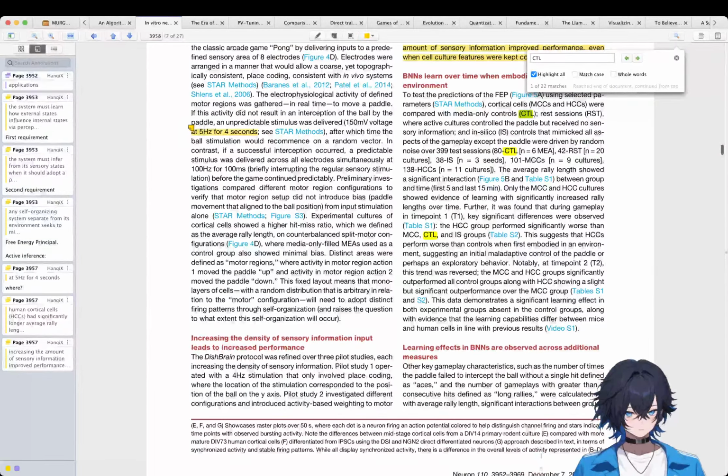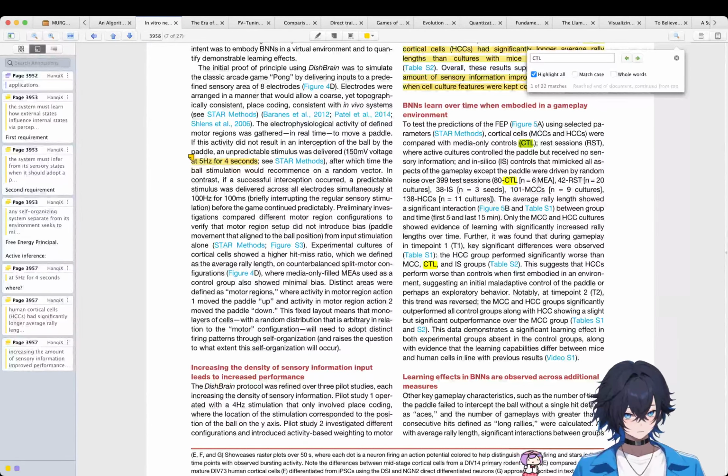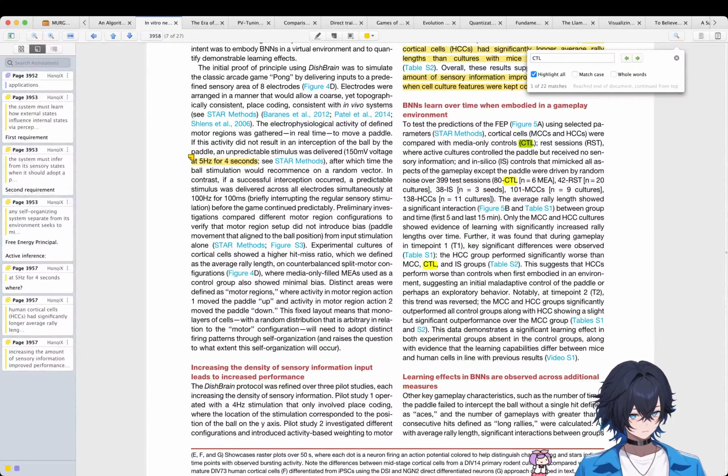Media were compared with media-only controls. Cortical cells, okay, mouse and human cortical cells. Media-only controls. What does that mean? Rest sessions, where active cultures control the paddle but receive no sensory information, and in silico controls that mimic all aspects of gameplay except for the paddle were driven by random noise. Okay, so all these controls are just doing nothing.